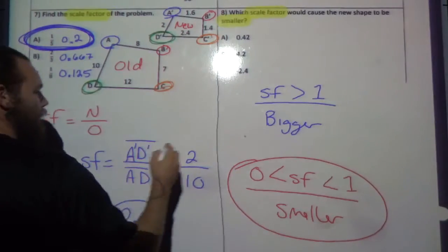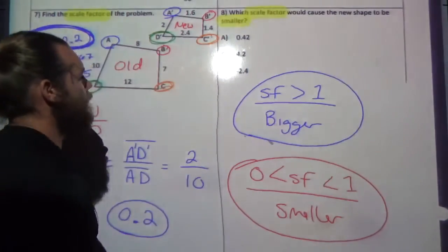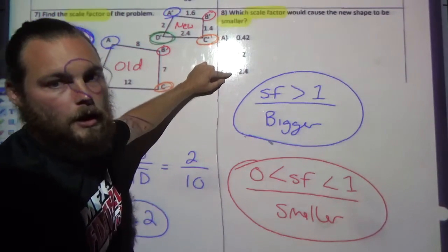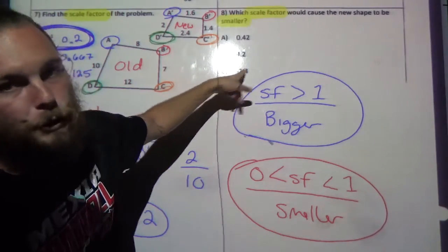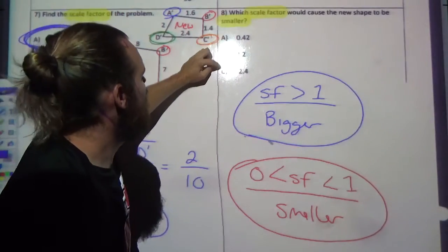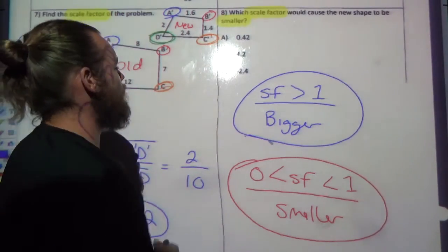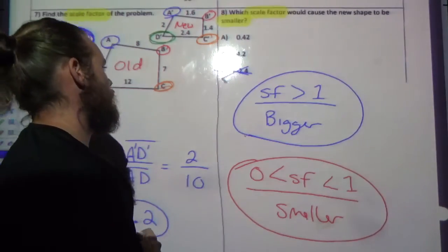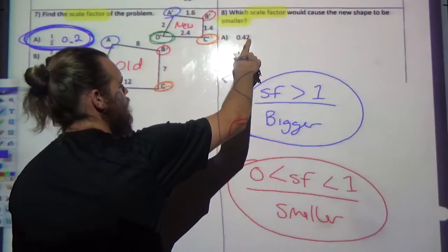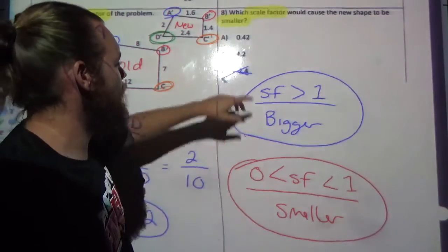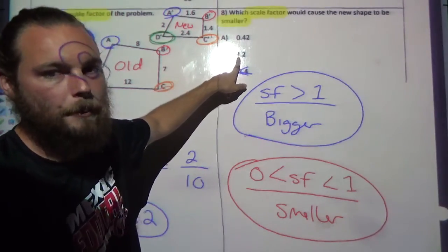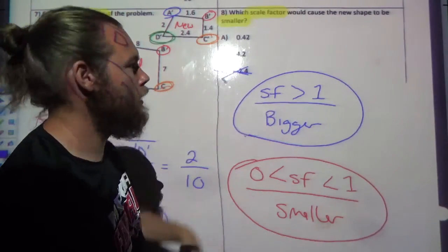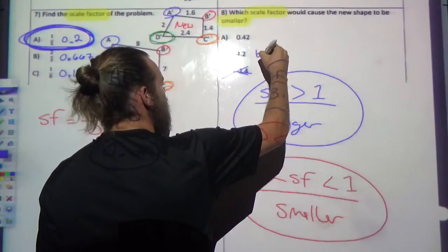So go up to our answer choices. We have 0.42, 4.2, and negative 2.4. I know it's hard to see with the glare, guys, but you do have it in front of you if you open up your assignment. So we got negative 2.4, which is automatically out because you cannot have a negative scale factor. 0.42, I'm not going to look at that right now, but I do notice that we have an answer choice on B, which is 4.2. 4.2 is greater than 1, so that means we'll be getting bigger.